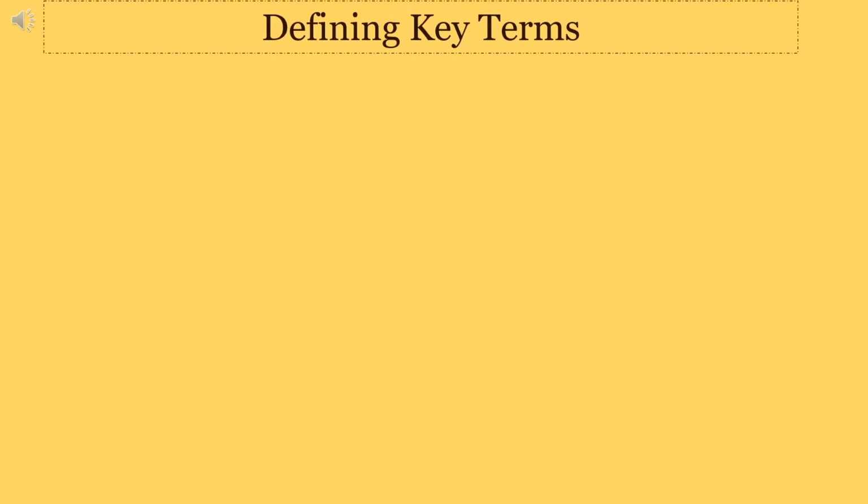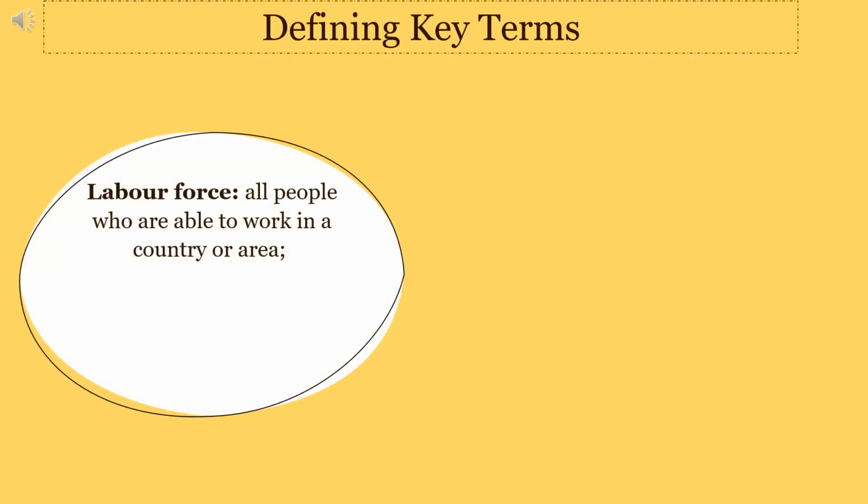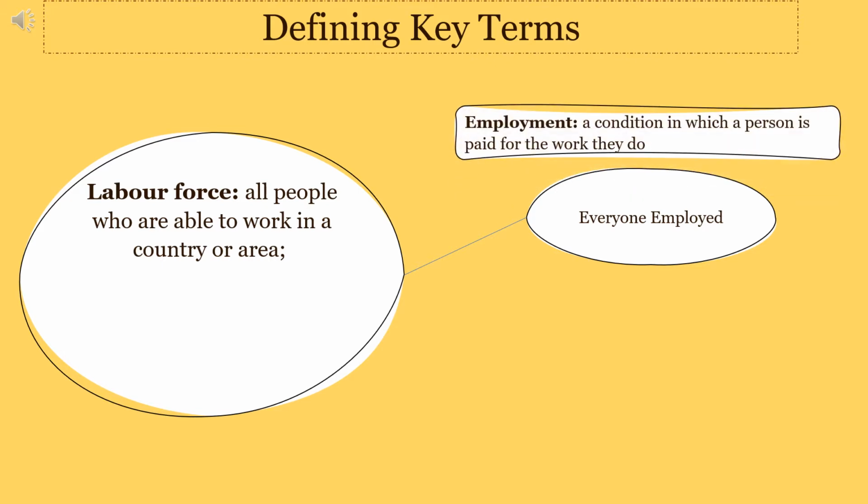Our first objective is defining key terms. Labor force is a term that you should be familiar with. It refers to all people who are able to work in a country or in an area. The labor force includes everyone who is employed, because remember, employment is a condition in which a person is paid for the work that they do. And if you're being paid for work, it means that you are able to work.